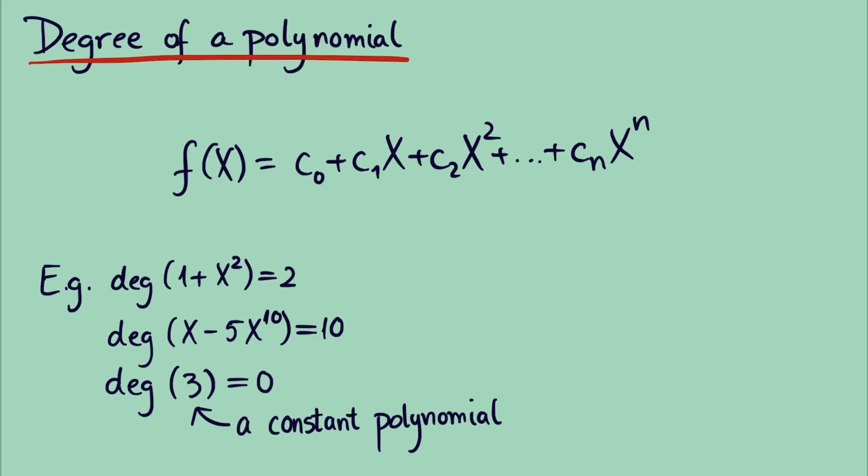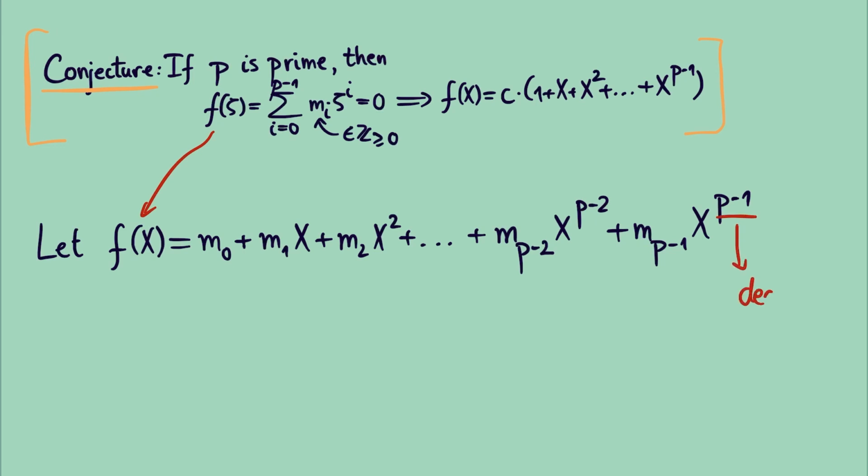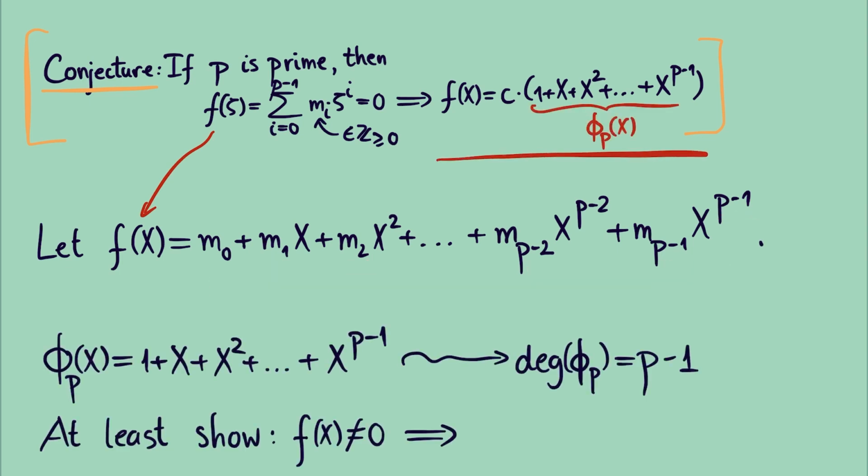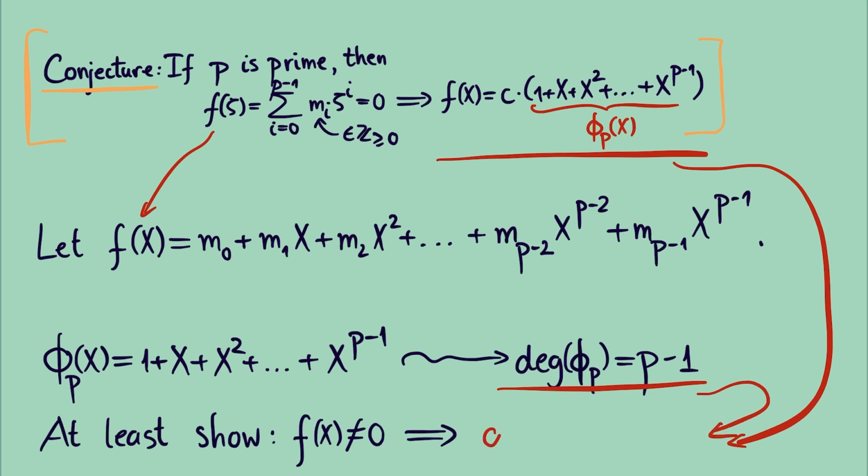One of the basic properties of a polynomial is its degree, which is the highest power of x appearing with a non-zero coefficient. The polynomials that interest us, the ones in our conjecture, might have degree p minus 1 or lower, depending on which coefficients or which weights are 0. So if we want to prove that f must be a constant times the cyclotomic polynomial phi, which has degree p minus 1, then we should at least be able to show that if f is not the zero polynomial, then f has degree p minus 1, the same as the cyclotomic polynomial.